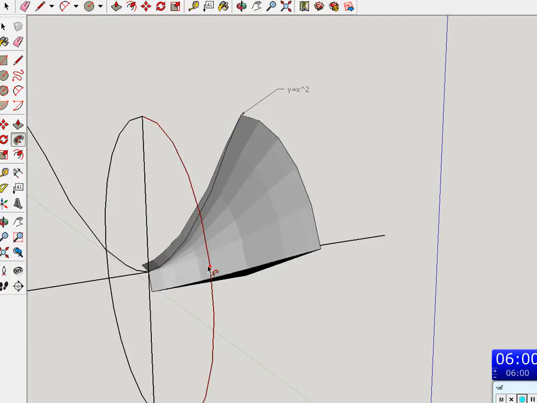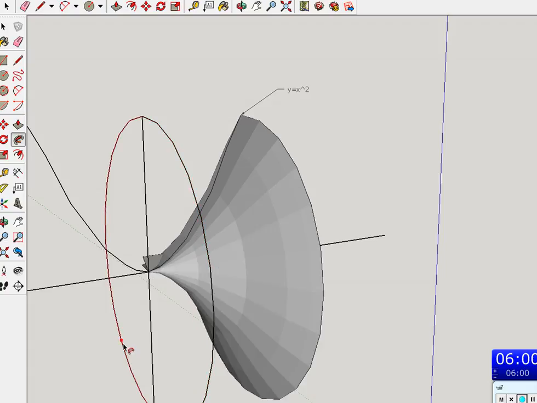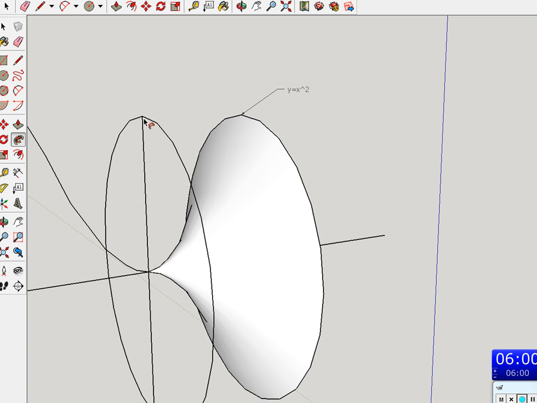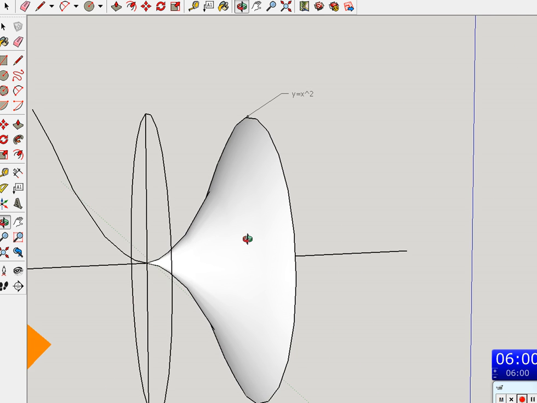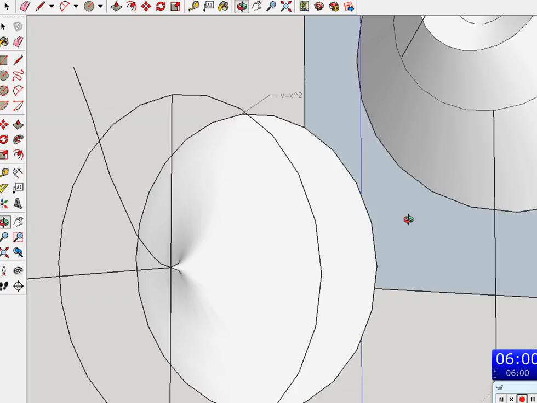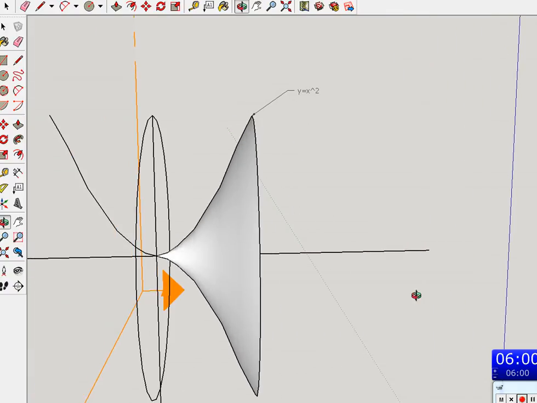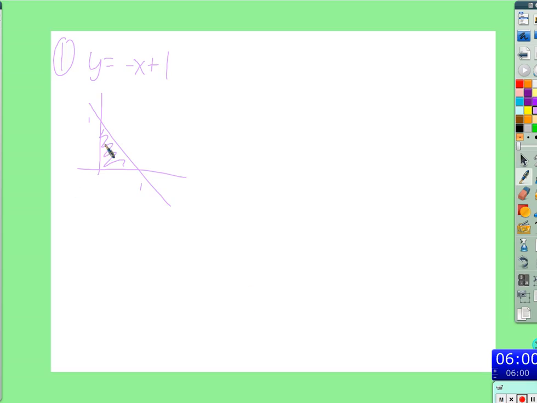It's not beautifully smooth, but it works. So it's rotating around, all the way around to there. Okay. It's like a Hershey kiss. That's close. Okay. So that's the idea here. I'm going to take this shape and rotate it around the x-axis.